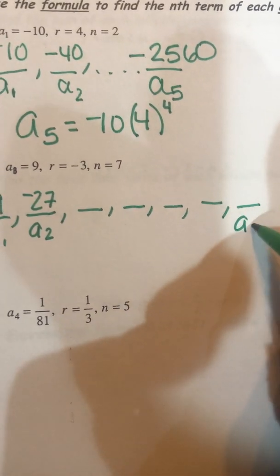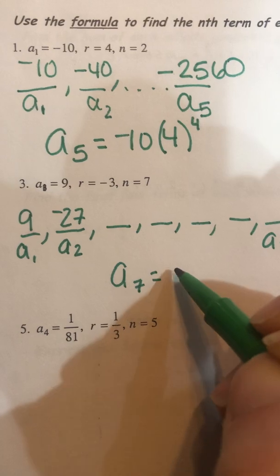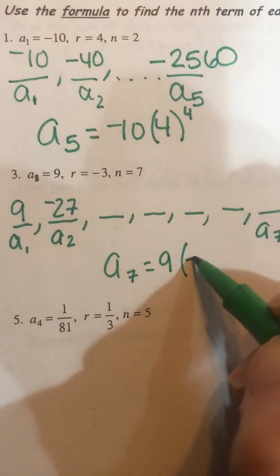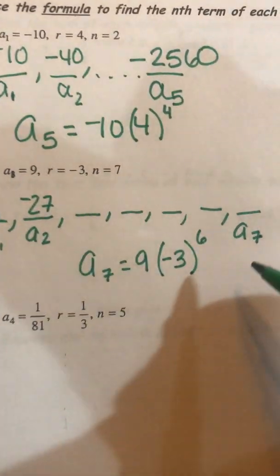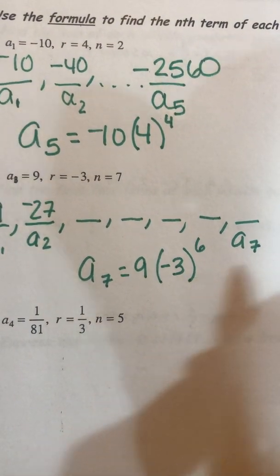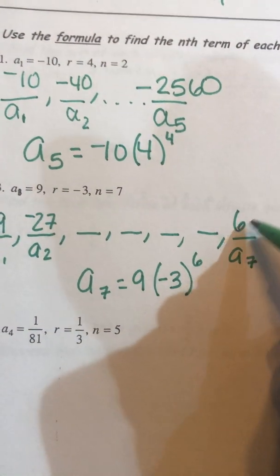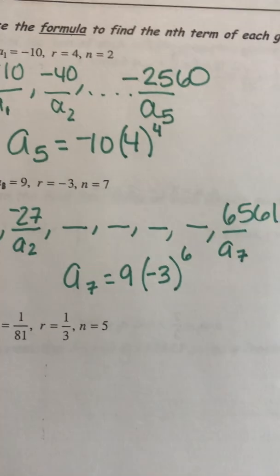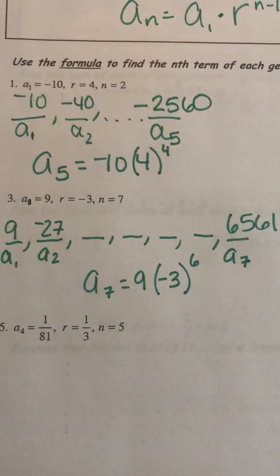The 7th term is kind of far out there, so I'm going to use the formula. The 7th term would be the first term times -3 to the 6th power. And I would take my calculator, type that in, 9 times -3 to the 6th power. I believe I get 6561. Is that what you got? 9 times -3 to the 6th power.